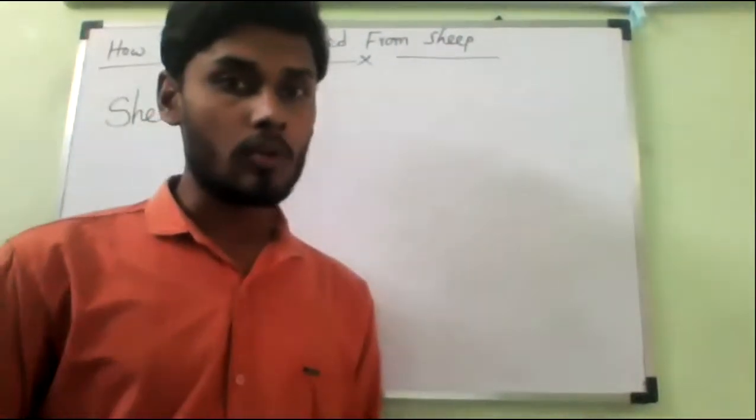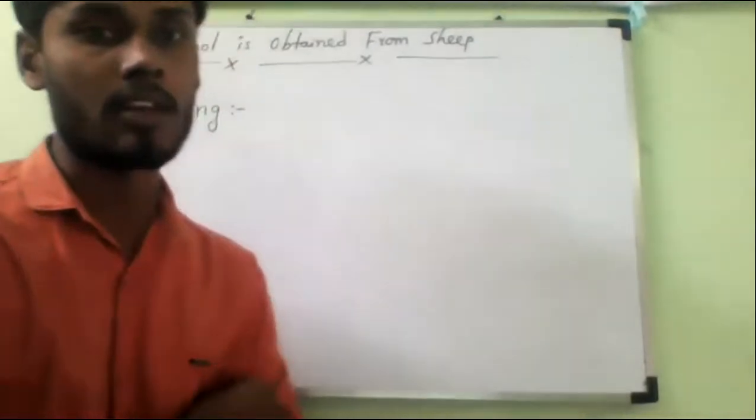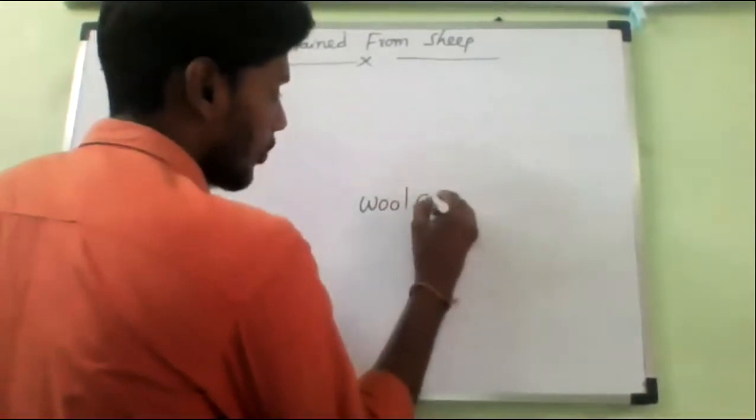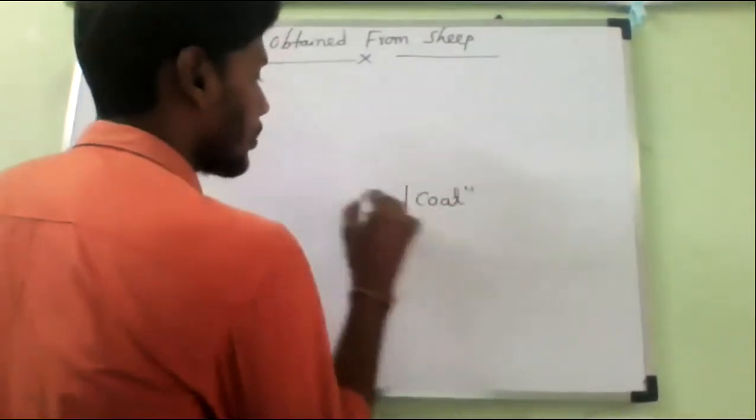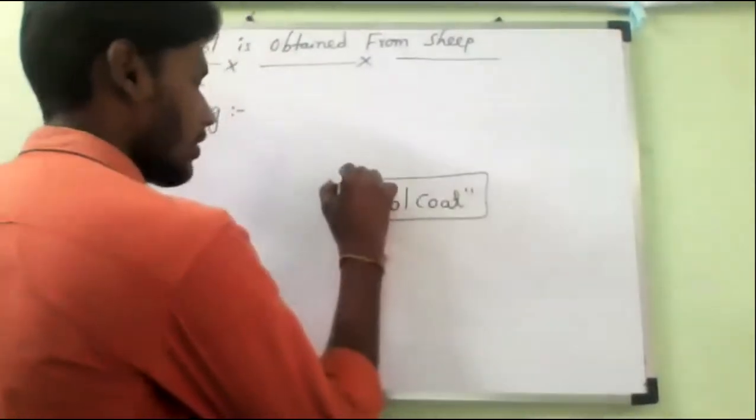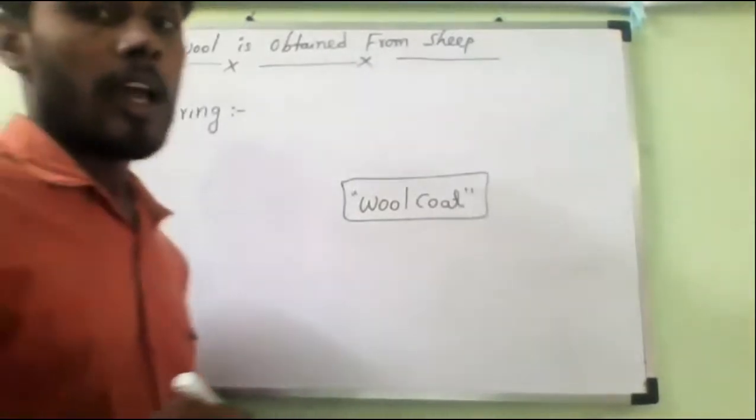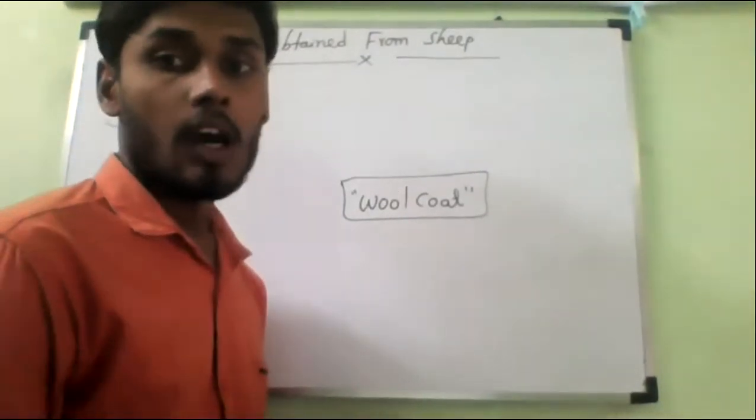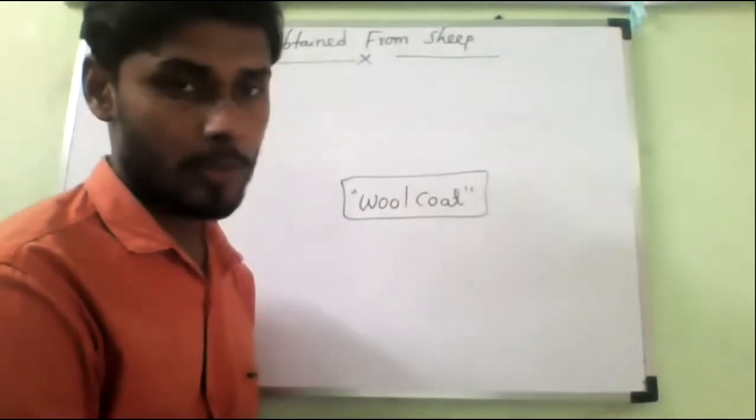Last class I taught you what we should call that. Along with a thin layer of skin, we call it wool coat. Have you remembered? Wool coat. The hair of sheep along with a thin layer of skin is removed from the body of the sheep.